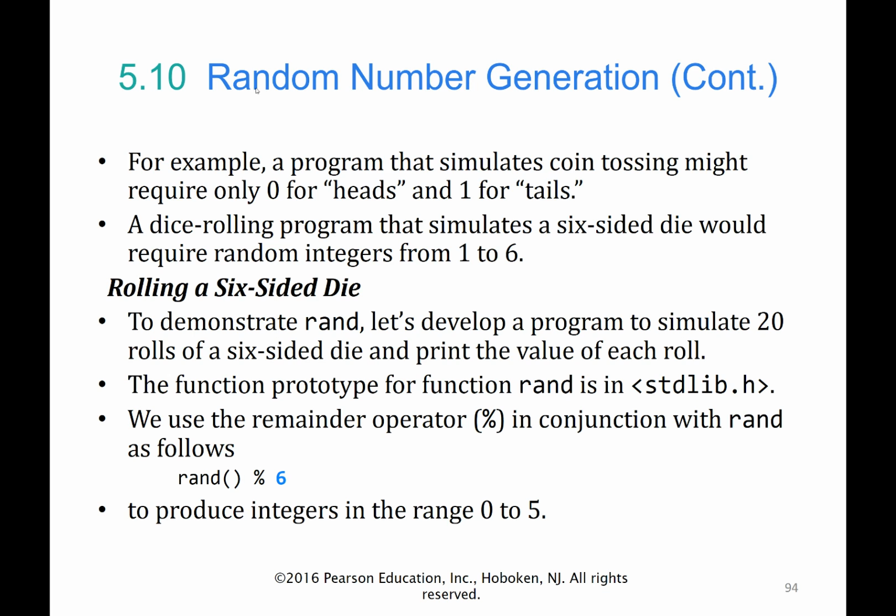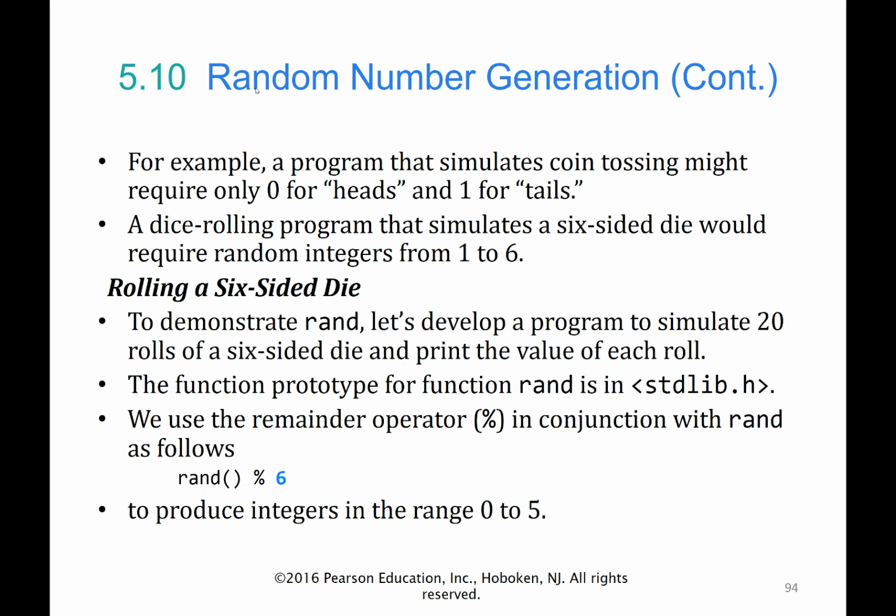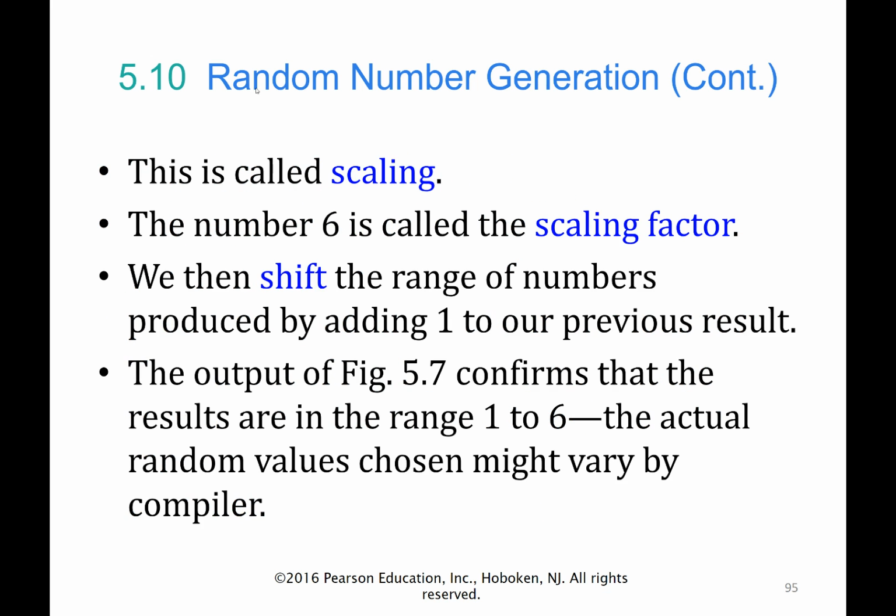Now rand picks a number that's between 0 and a very large number, the max int. Depending on which compiler, it can be 32,767, or it can be 2,148,000,000, something like that. But usually you just use the rand function. So this is scaling and shifting. When we throw a dice, it's between 1 and 6.